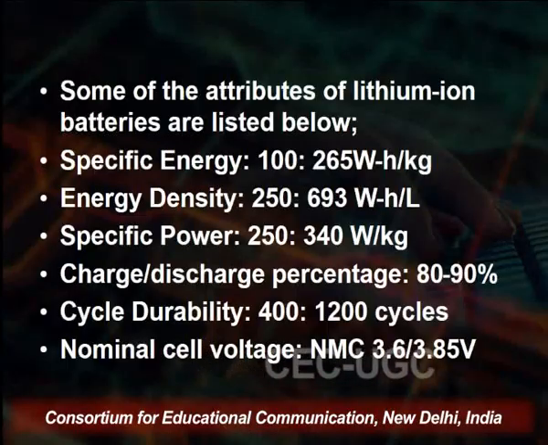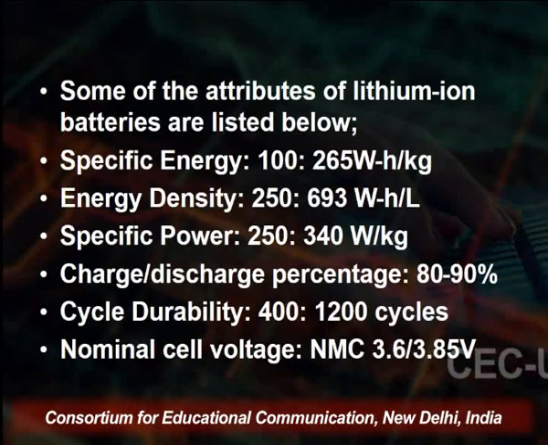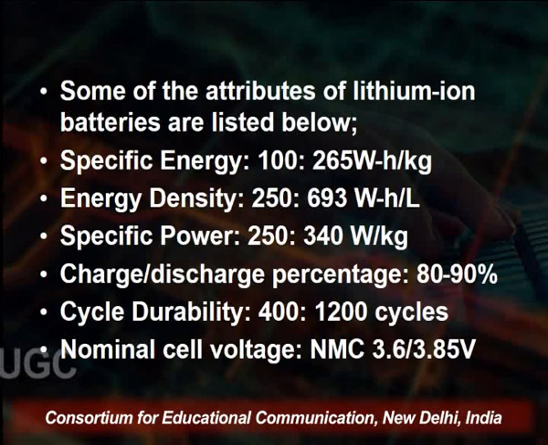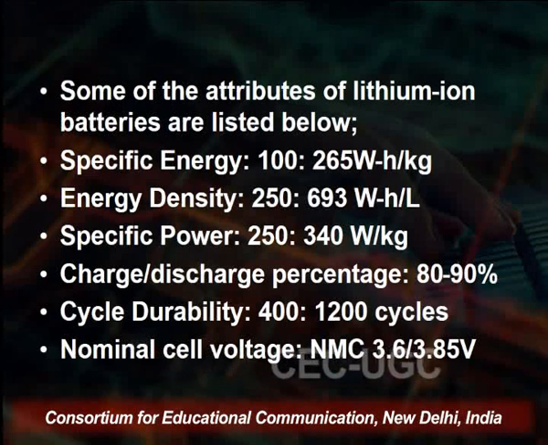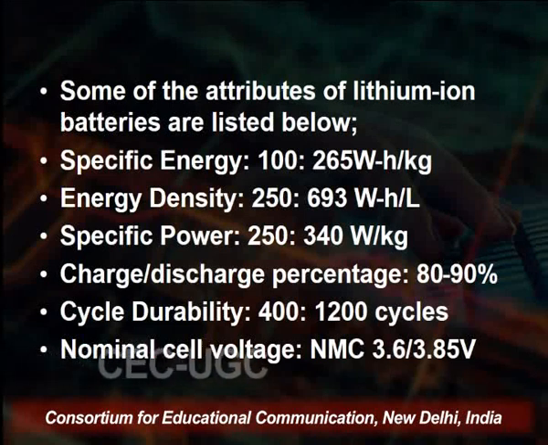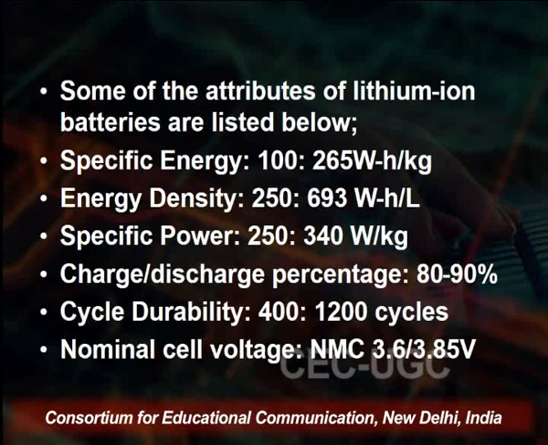Lithium ion batteries offer the best performance to weight ratio, with lithium sulfur batteries offering the highest ratio. These are some attributes of the lithium ion batteries: specific energy 100 to 265, energy density 250 to 693, specific power in the range of 250 to 340, charge discharge efficiency 80 to 90%, cycle durability 40 to 1200 cycles, nominal cell voltage 3.6 to 3.85 volts.